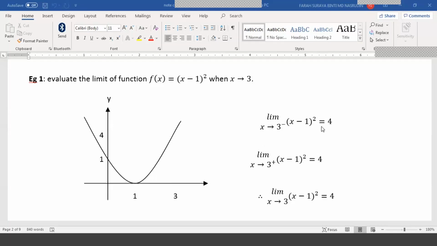Okay, then from right side. Okay, from right side kita nak approaches 3 daripada sinilah. Ini mungkin nilai y dia 5 kot. 5 lepas tu turun ke 4. Menghampiri 4. Apabila nilai x dia menghampiri 3, nilai y dia akan menghampiri 4. So jawapan dia 4. So since the right limit and left limit is same, okay, sama. So you can conclude that limit x approaches 3 for that function is equal to 4.